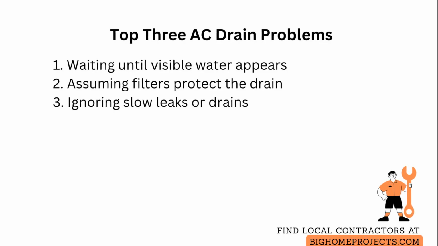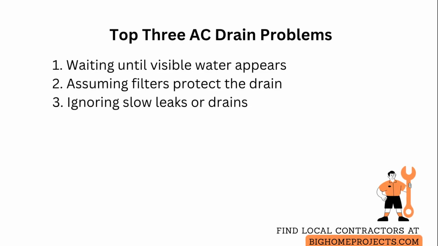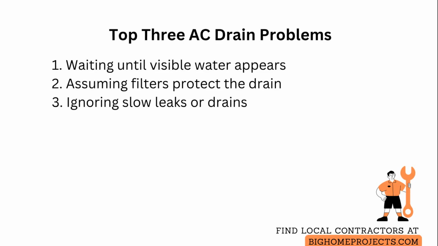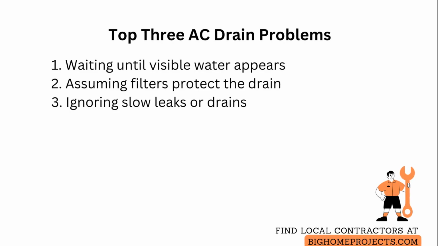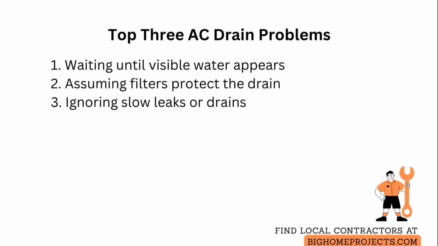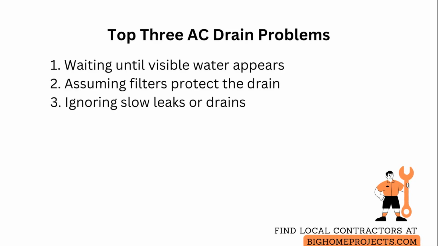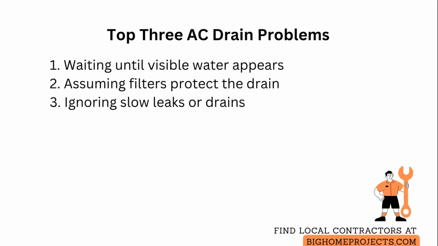Common mistakes include waiting until visible water appears, which often means hidden damage has already started. Avoid that by setting a seasonal maintenance schedule and performing the simple flushing and vacuuming routine. People assume filters are enough to protect the drain, but a clean filter does not stop algae and biofilm in the drain, so use periodic chemical treatments and mechanical clearing.